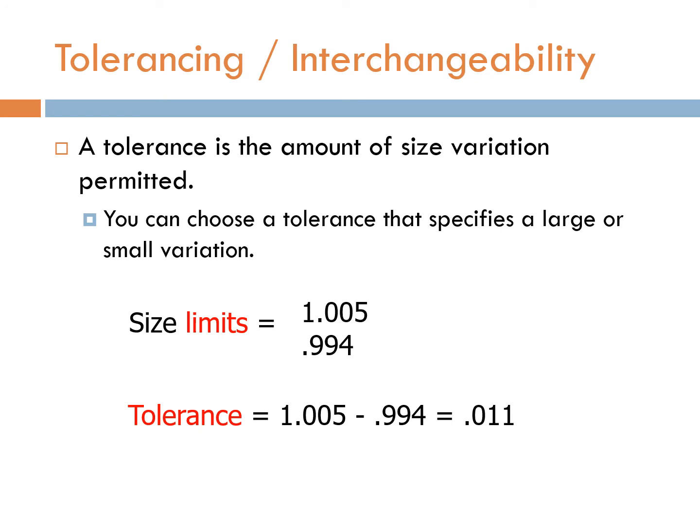Tolerancing is the amount of size variation permitted. So there's certain terminology you have to be careful with. When we talk about tolerancing, it simply is the range of the value. So if you have a size and you set an upper limit and a lower limit, where the upper is 1.005 and the lower is 0.994, then the tolerance is the difference of these two values. That's how we define the tolerance.